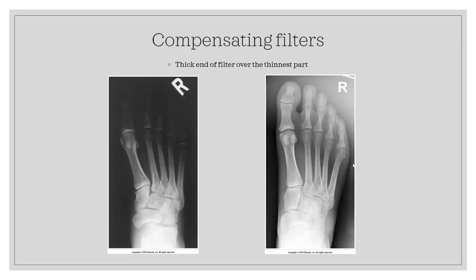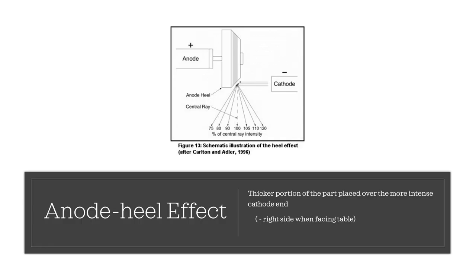Compensating filters. The thick end of the filter goes over the thinnest part. It's not really used with digital anymore. Anode heel effect. The thicker portion of the part is placed over the more intense cathode end. Not really used any longer with digital.